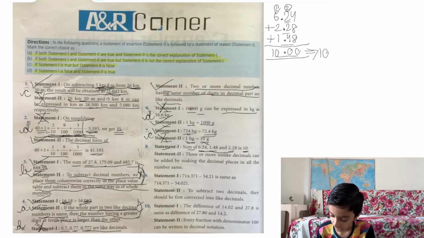So here our result is coming 10 when we add these decimals, and when they add these three decimals their result is also coming 10. So here statement 1 is correct.